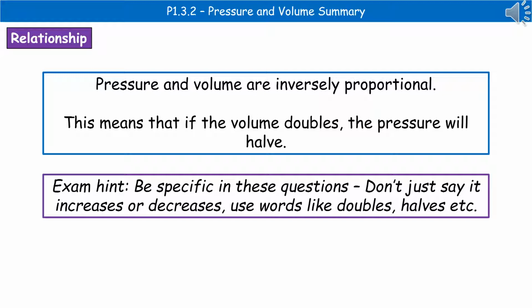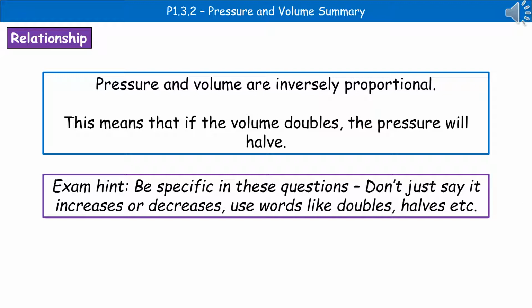First thing we need to know is the relationship between pressure and volume, and we can describe this relationship as inversely proportional. So what we mean by that is that if we double the volume, the pressure will halve, and if we halve the volume, the pressure would double. So when one decreases, the other increases.